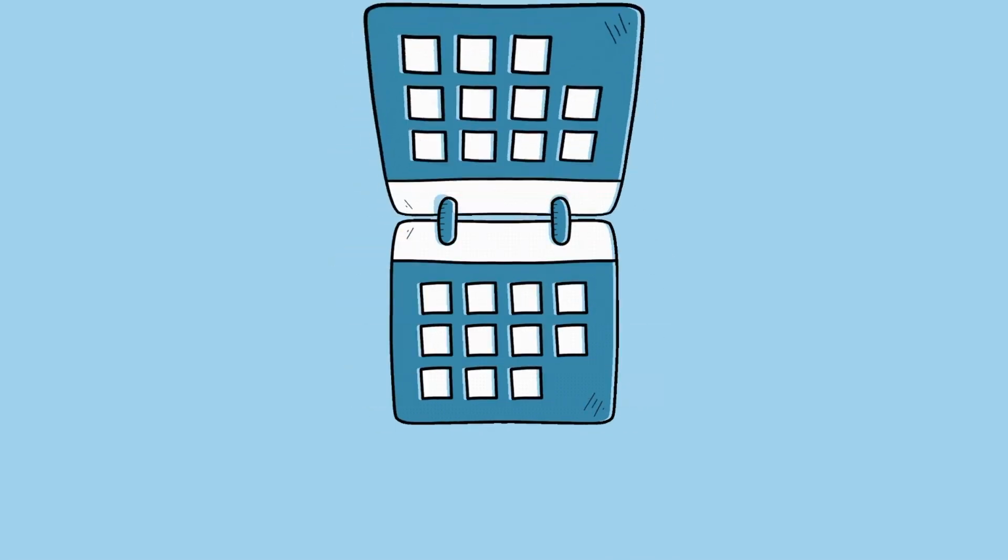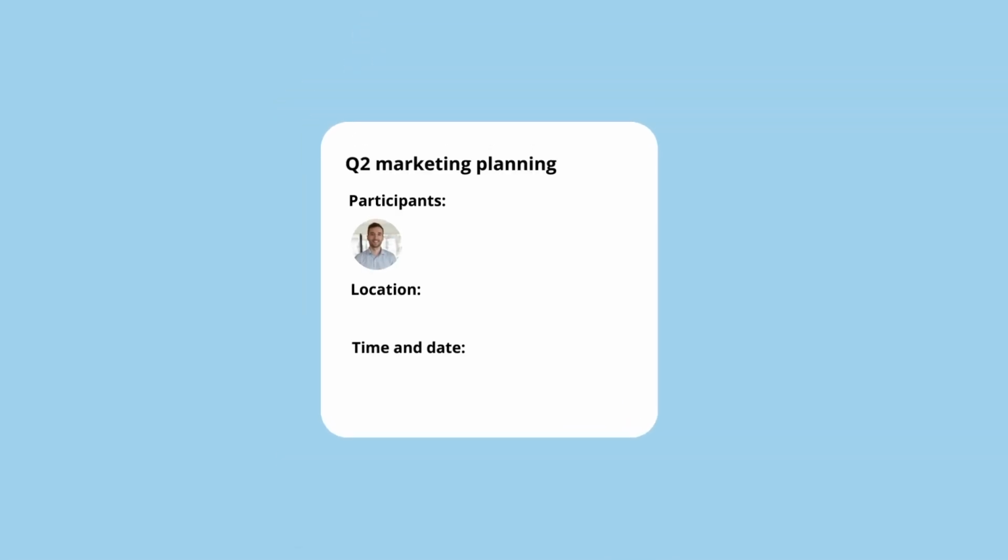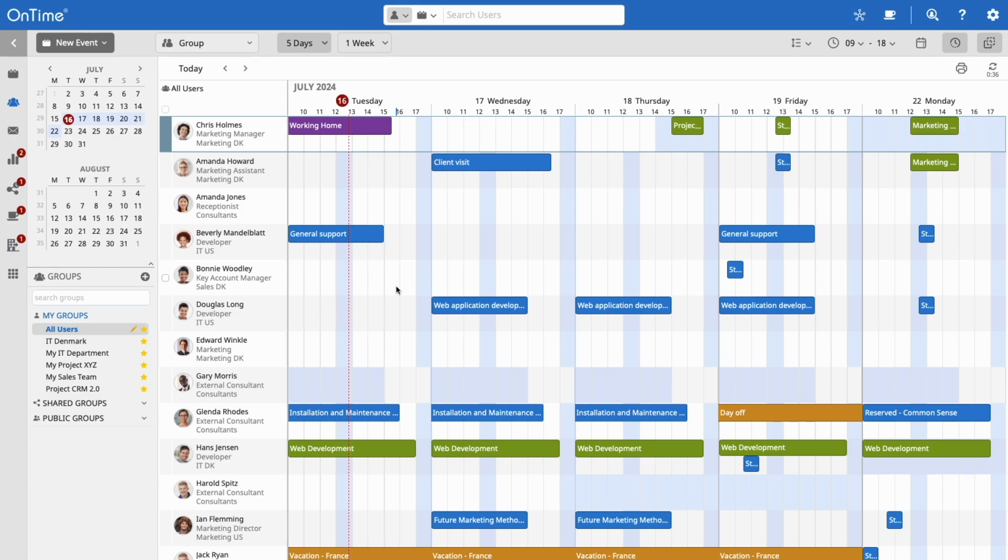Finding time for a meeting can be hard enough in itself, and the challenge only becomes harder with busy schedules and a lack of overview. This, however, is a problem that OnTime Group Calendar can solve. Let me show you how.